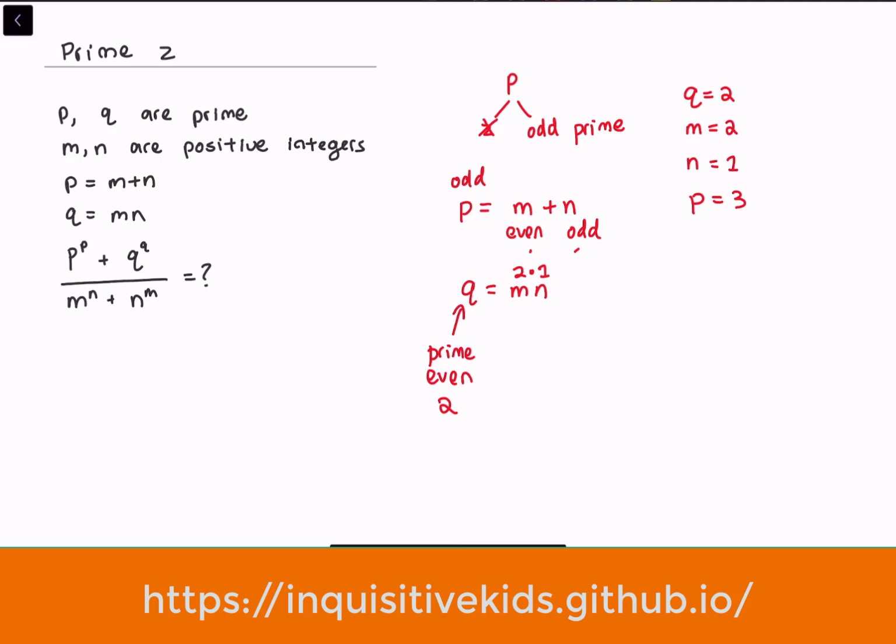P to the power of P is 3 to the power of 3, plus Q to the power of Q, which is 2 to the power of 2, over M to the power of N plus N to the power of M. So we have 27 plus 4 over 2 plus 1. That's the same thing as 31 over 3, which means our answer is 31 over 3.